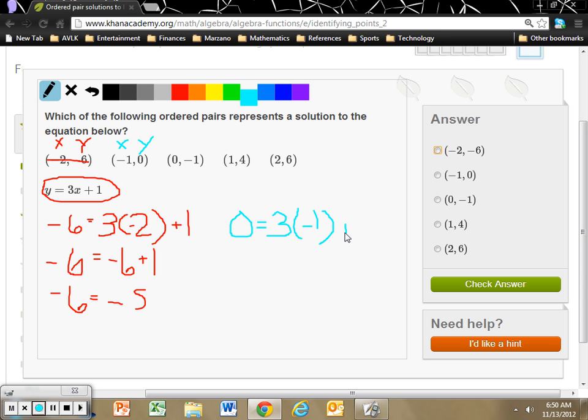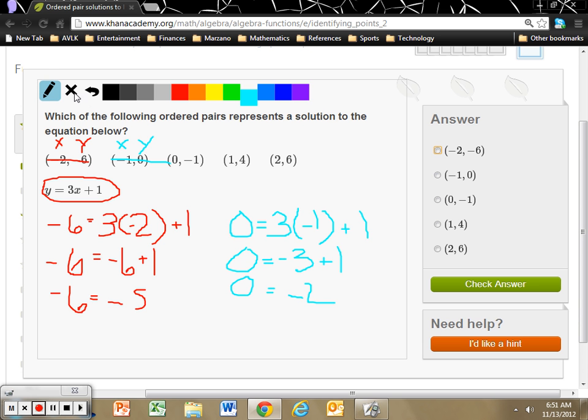And then I add to that a positive one. That's another constant because it doesn't change. Here, this is 0. 3 times -1, that is -3. -3 plus 1. We have a -3 plus 1. That gives me a -2. -2 does not equal 0, so that does not work. Alright, let's try the next one.